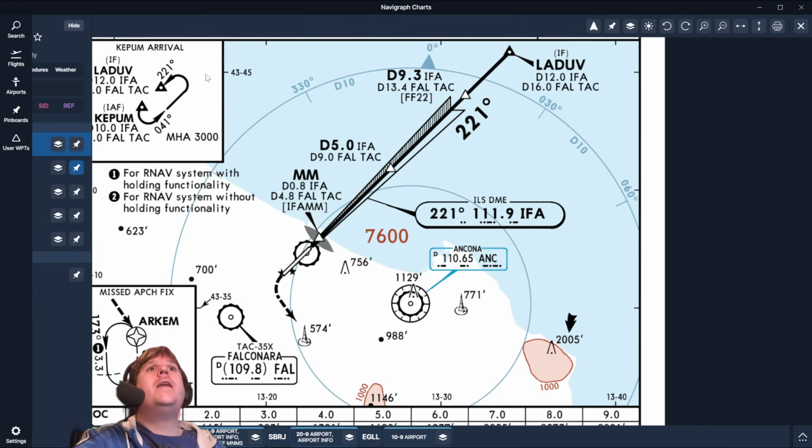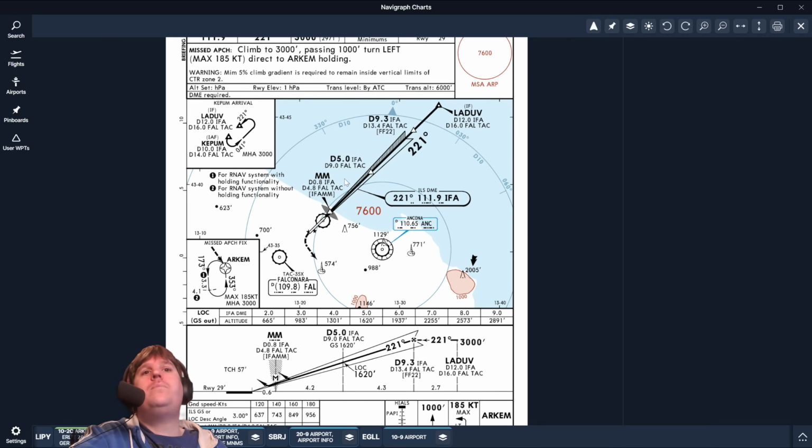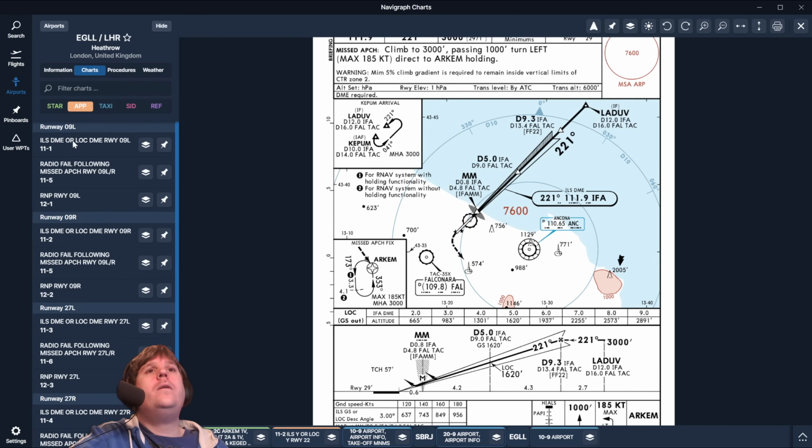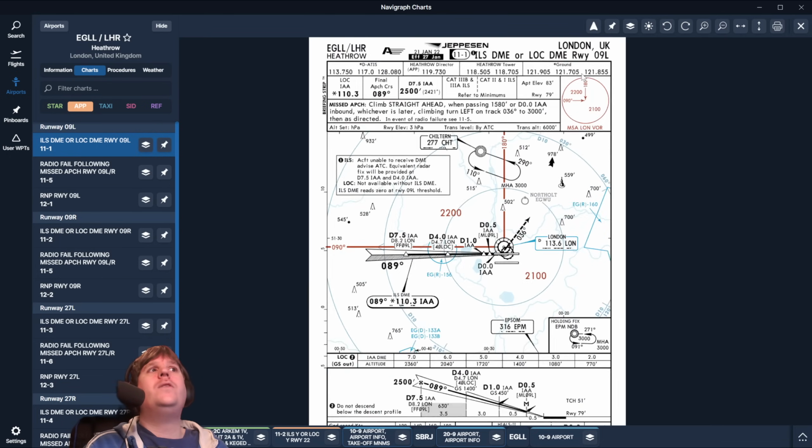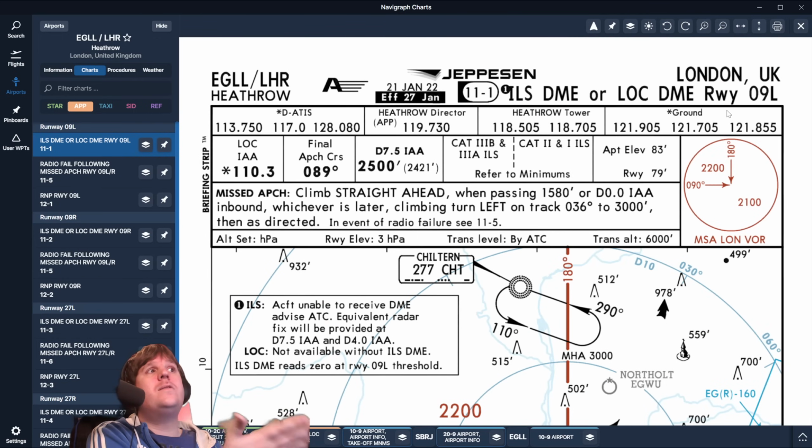So let's come over then, and you may say, well, is it just big airports that have this then? No. Because if we take a look over here, Heathrow, onto the approaches, here you see them on the left-hand side. So I'm just going to pick for runway 9 left, the ILS, as you see. ILS 9 left, but it doesn't say Zulu, X-ray, Yankee. And you can see, because there isn't.